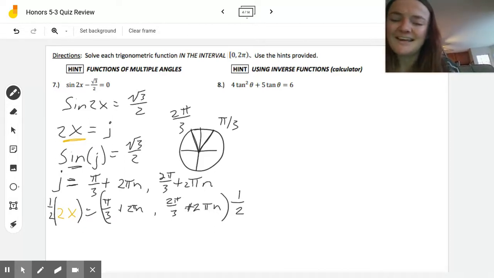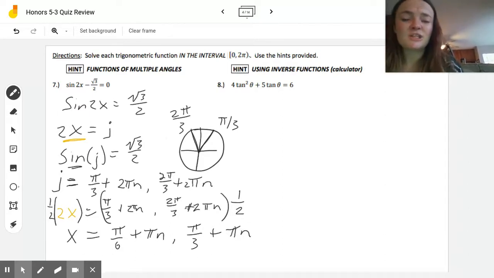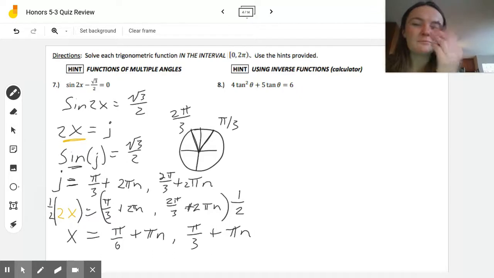All right. If I multiply by half on both sides, I'm going to get rid of the 2 on x here, and I'm going to get pi over 3 times a half is pi over 6, plus 2 pi n divided by 2 is just pi n. So x equals pi over 6 plus pi n, and pi over 3 times a half is pi over 6, plus pi n. And so this right here is the generic equation, and I actually can't make it any simpler than that.